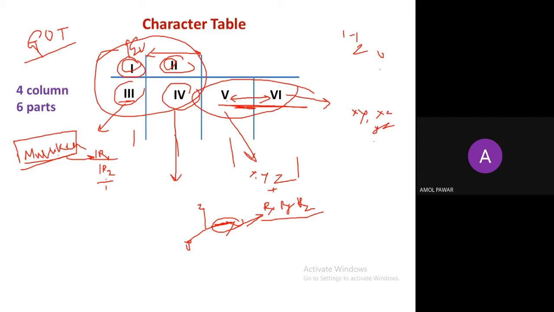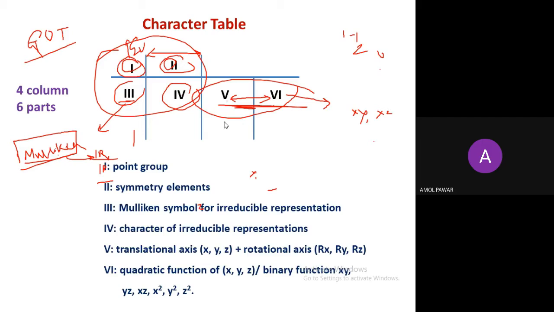Okay, 1, 2, 3, and 4. Part 1 is point group, part 2 is symmetry elements, part 3 is Mulliken symbols of irreducible representation, and part 4 is characters of irreducible representation. Here you can see I have written what is part 1, 2, 3, and 4. Part 4 is the character table of irreducible representation.